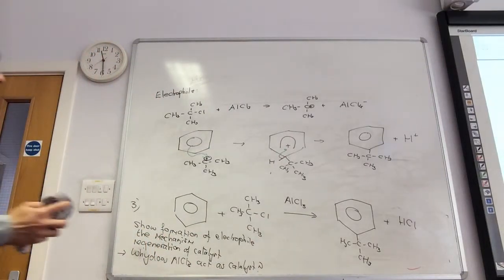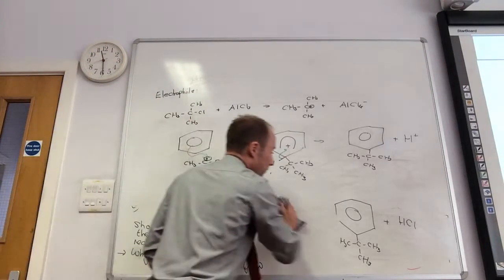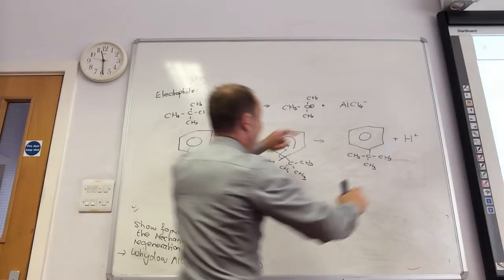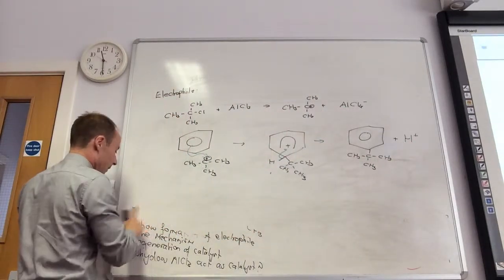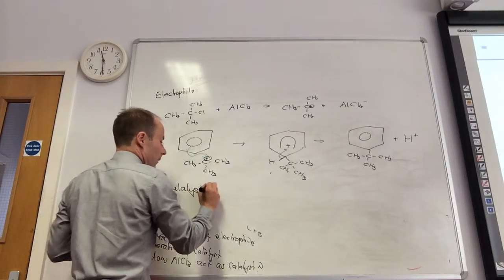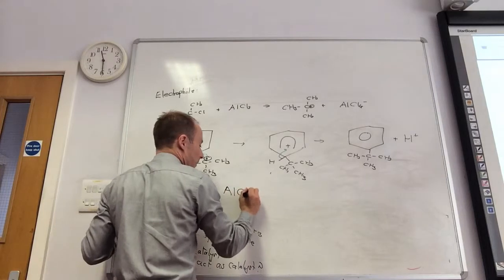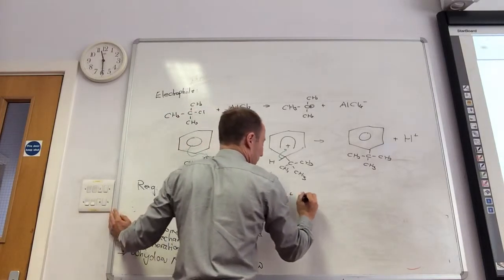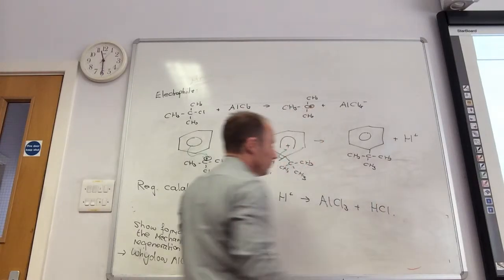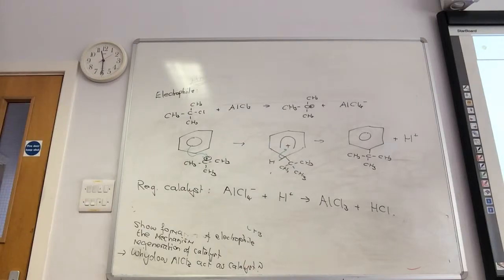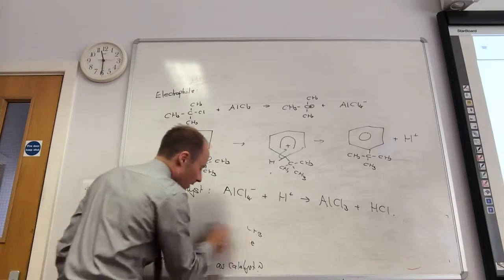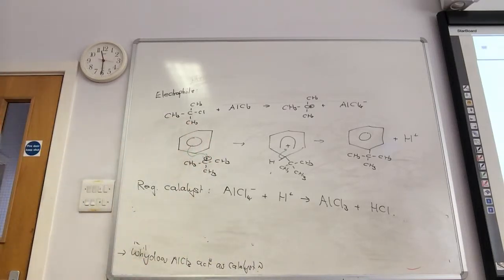And the final step I need to do is to regenerate my catalyst, which means I've got to get to HCl, so these two join together. So regen catalyst is going to be AlCl4 minus plus H plus goes to AlCl3 plus HCl. Like so. And again, that's as hard as you'd ever get. Now the tricky one, really, was this bit, a little bit stretch and challenge.